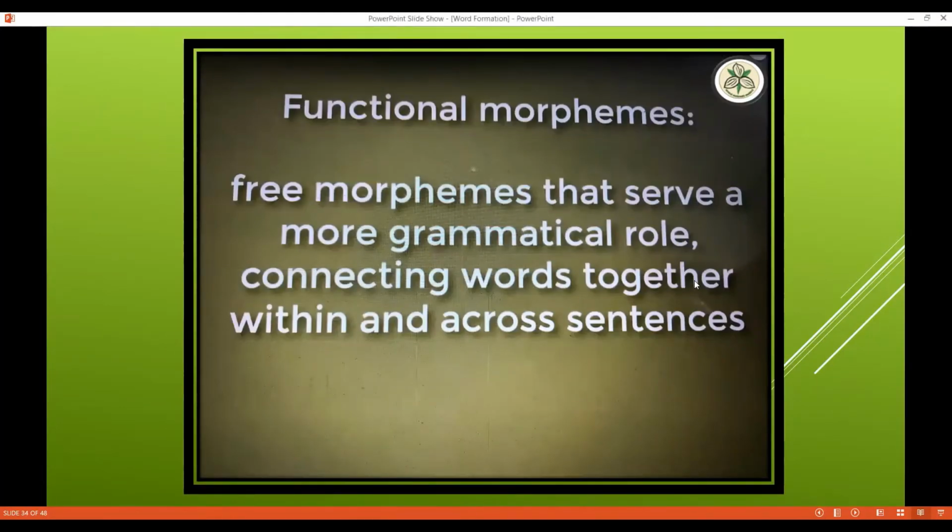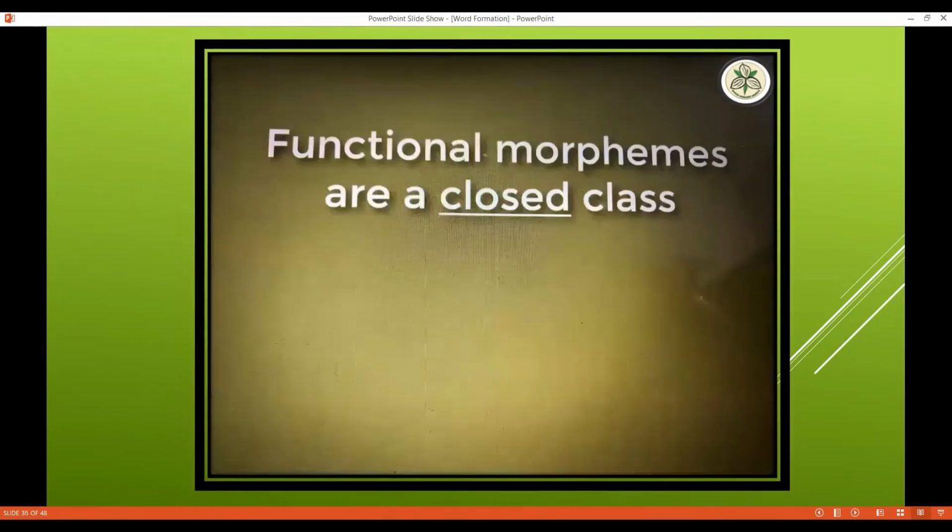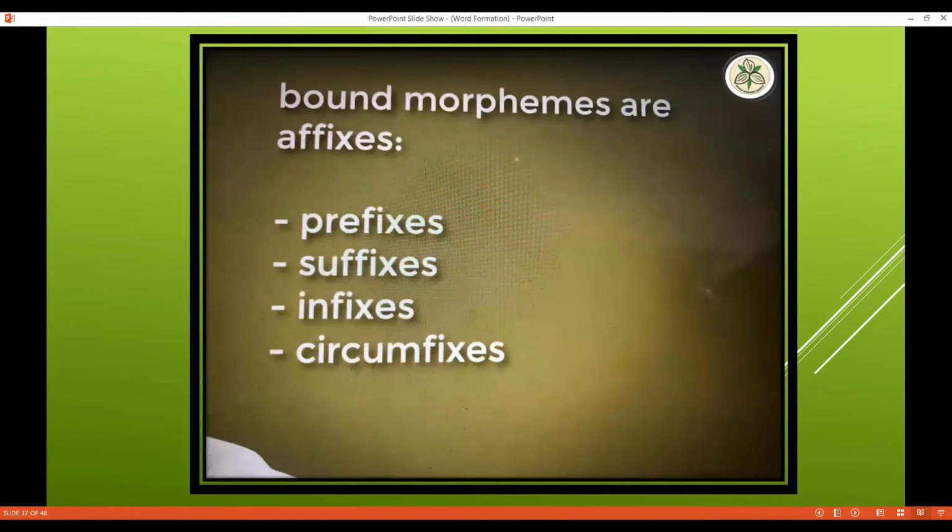Now let's talk about another kind of morpheme, that is bound morphemes. They cannot stand alone as individual words. What do you mean by that? Think about it a little. You have done them already in class. If I go to the next slide, you will see that bound morphemes cannot stand alone as individual words, as I have said. Therefore, the bound morphemes are affixes.